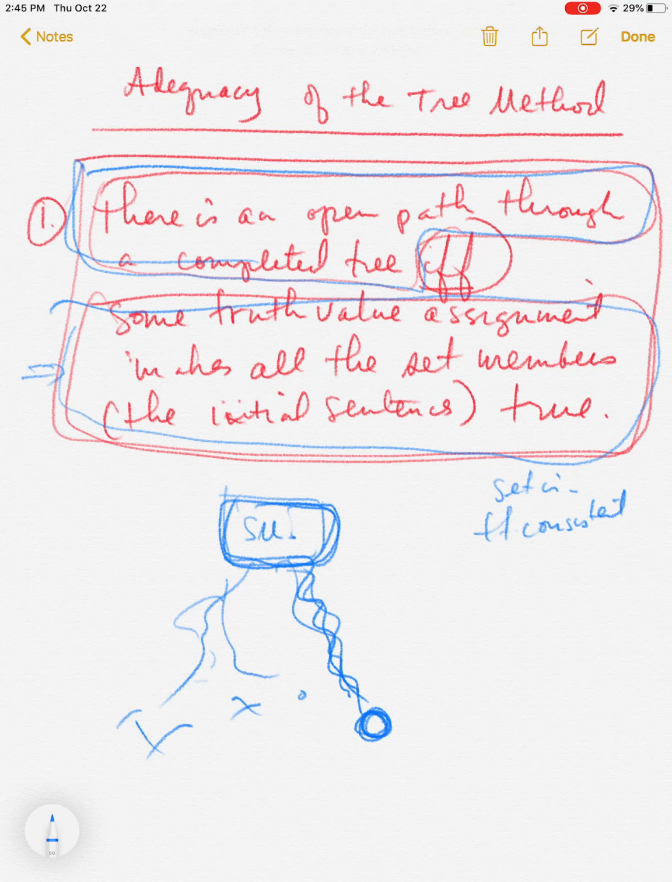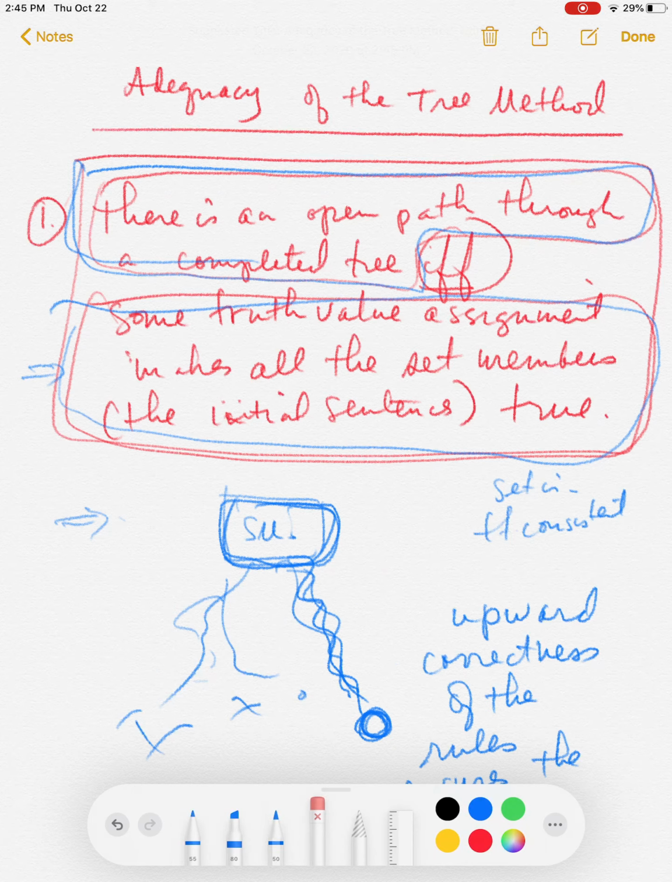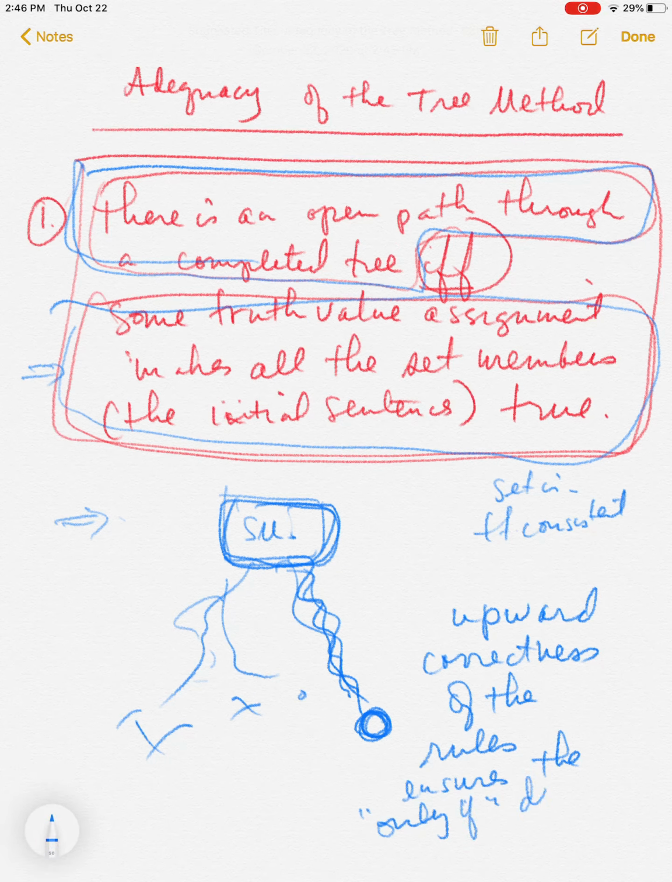And what we saw in the proof is that this direction relied on the upward correctness of the rules. Ensures the only if direction. Sorry, I just want to make sure that you understand what I mean when I say the only if direction. That is, if this, only if that. In other words, if there's an open path through the completed tree, then the set members form a consistent set. Then there is a truth value assignment that makes all the set members true.